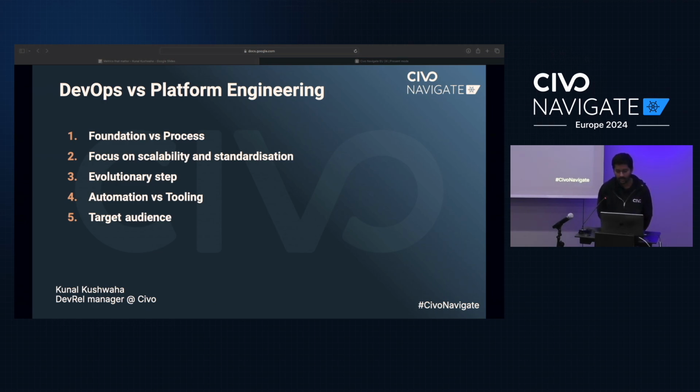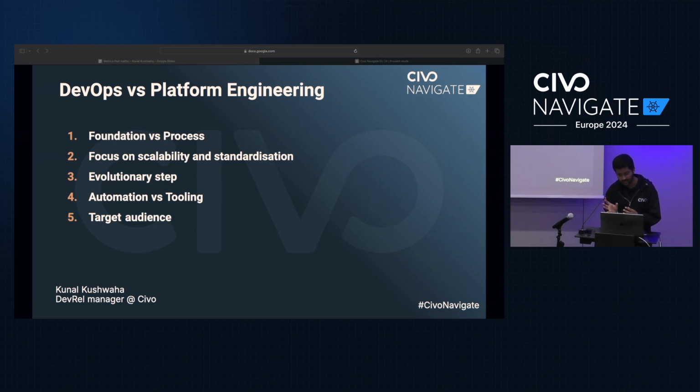So when we talk about DevOps versus platform engineering, it's more around, I think, foundation versus process. So platform engineering is about creating that solid foundation, like servers and tools and services for developers to use. DevOps, in contrast, is more about the process, so how the development and operation teams work together. So you can say that platform engineering provides that foundational structure and tools that is necessary for implementing DevOps practices. So that's how I differentiate DevOps and platform engineering.